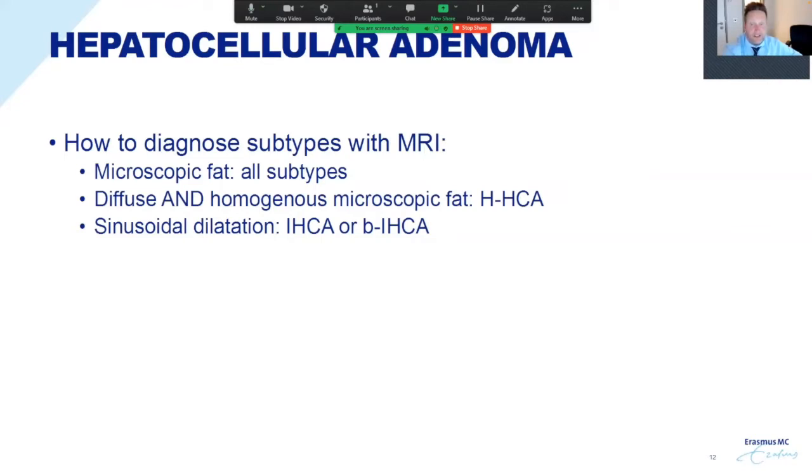diffuse and homogeneous darkening on the fat suppression and out-of-phase imaging indicating microscopic fat. It's important to remember that the whole lesion has to be black. If only a part of the tumor is darkened, it can be every subtype and even an FNH. Second, the sinusoidal dilatation is a very typical feature of inflammatory adenomas, both in beta-catenin positive and beta-catenin negative subtypes.